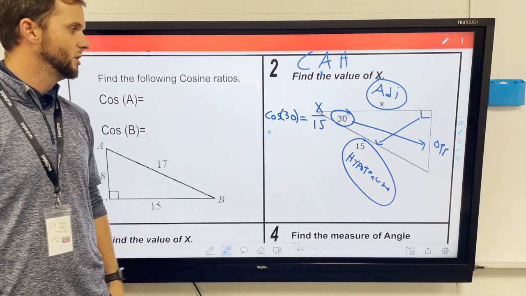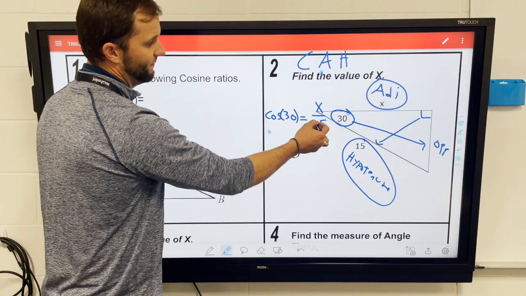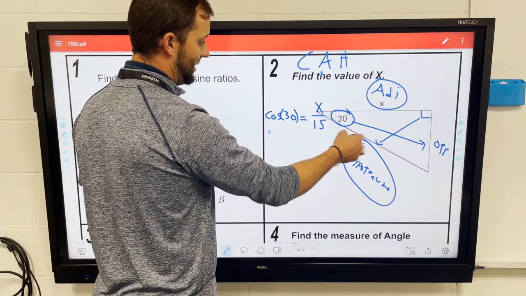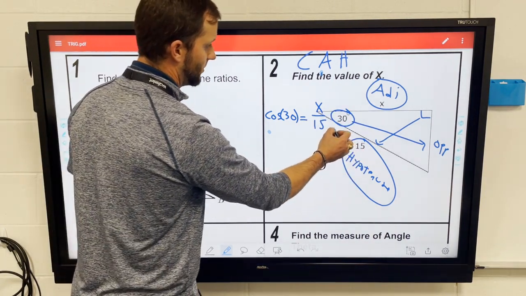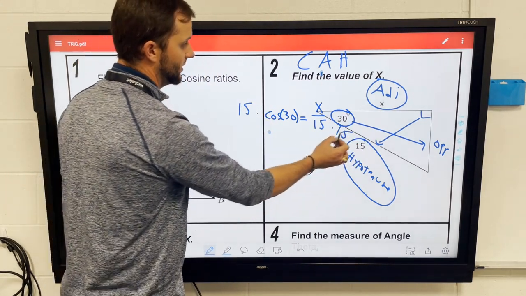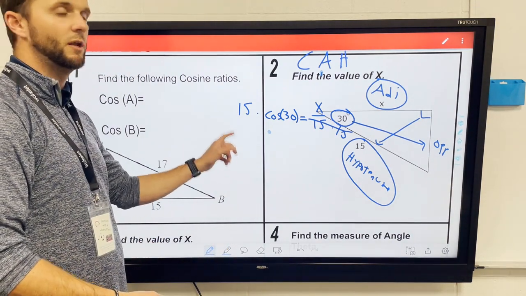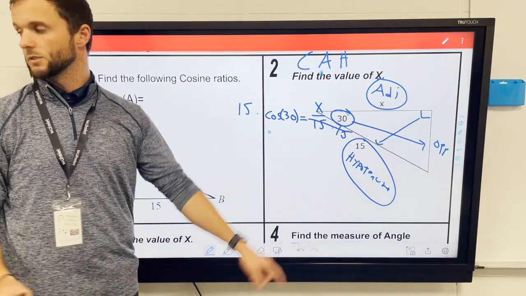So now what I want y'all to do is get x by itself. To get rid of 15, I have to multiply by 15 on both sides. So I'm going to times 15 over here, and times 15 over here. So that's going to cancel on that side. And then now in the calculator, I'm literally going to do 15 times the cosine of 30.